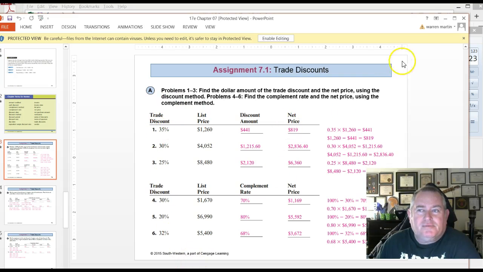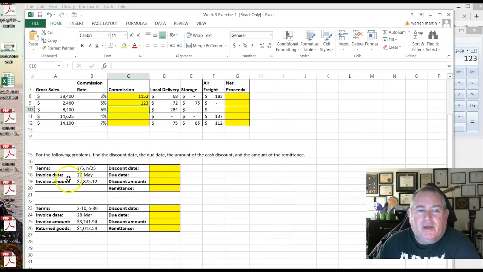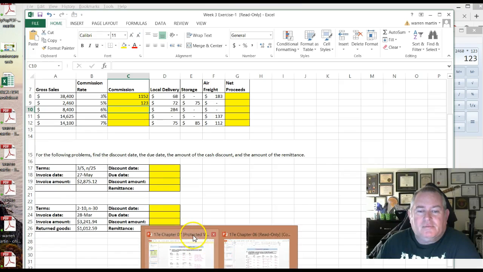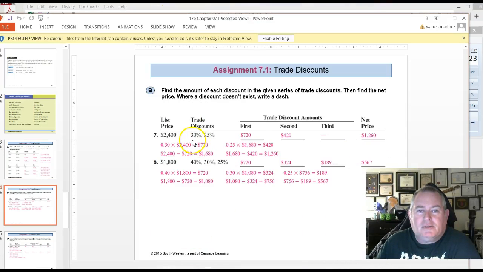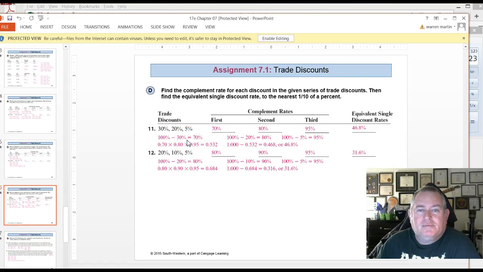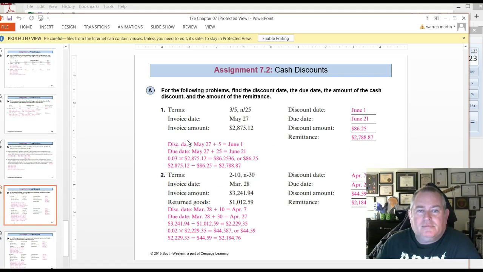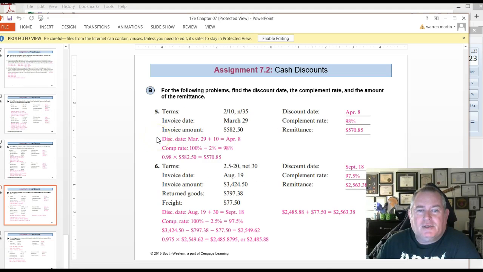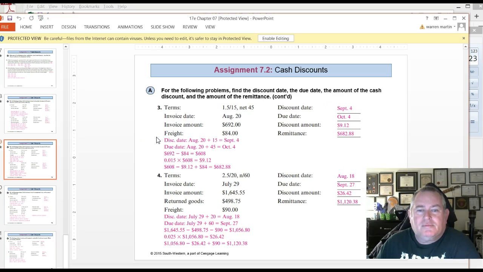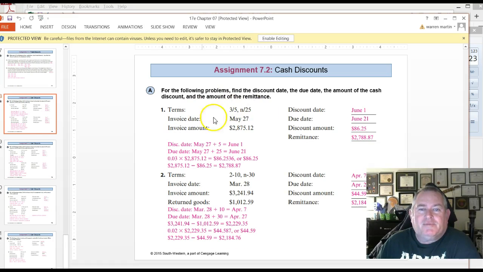Alrighty, so where are we at here? A little bit of terms, the 3-5 thing. It's one of these here. We'll find it in a second. All right, here it is. So this is the same problem here.